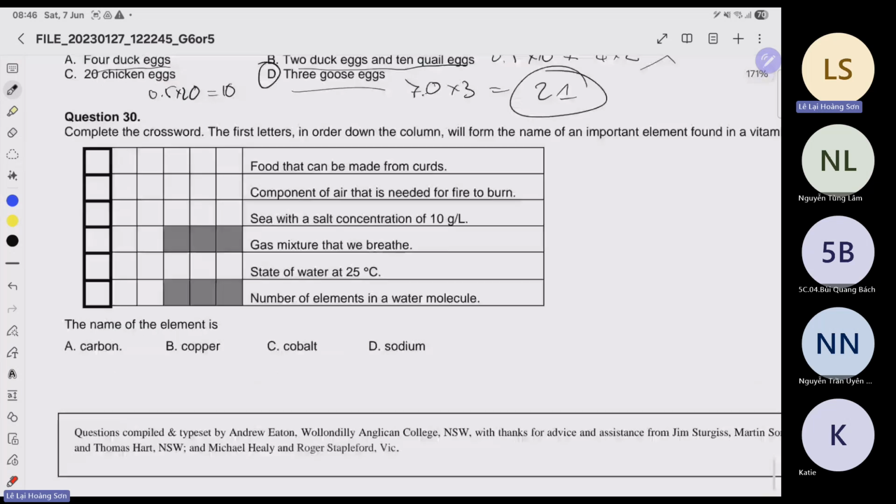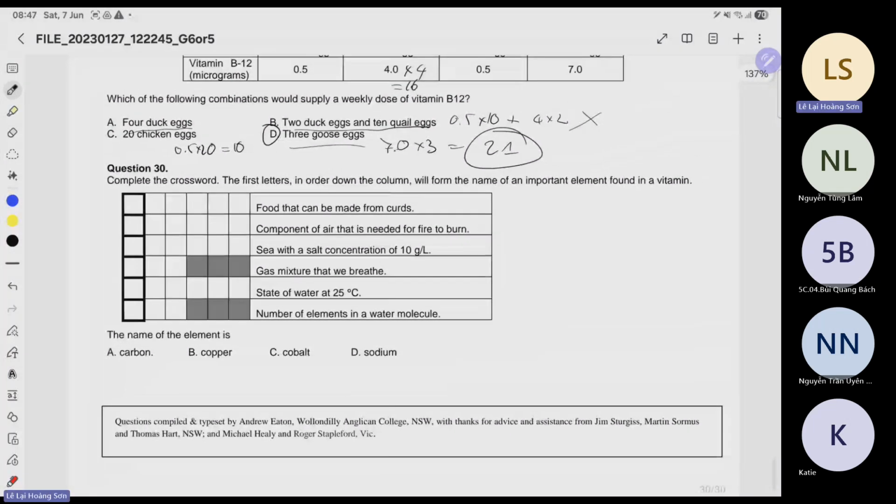All right, the last one. The name of the element is what? You have to do the crossword. Complete the crossword. The first letter down the column will form the important element as a vitamin. Food that can be made from milk is cheese, right? Cheese. Component of air that is needed to burn fire is oxygen.